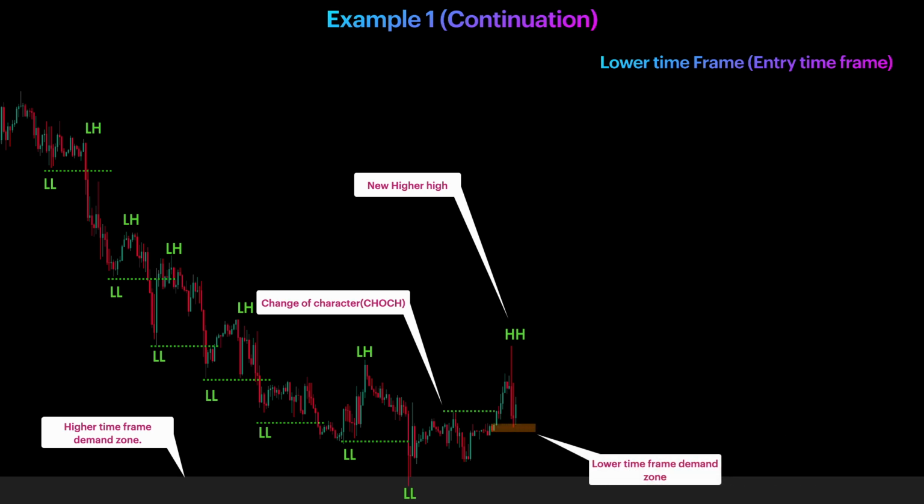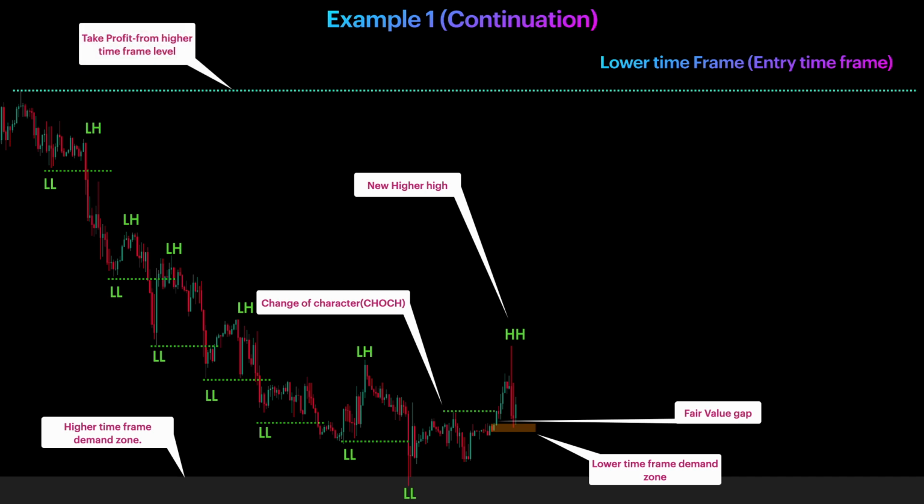And there is also a valid lower time frame demand zone. But we are not done yet. We have to also find a fair value gap above the demand zone. Take profit level will be at the previous swing higher high, from the higher time frame.